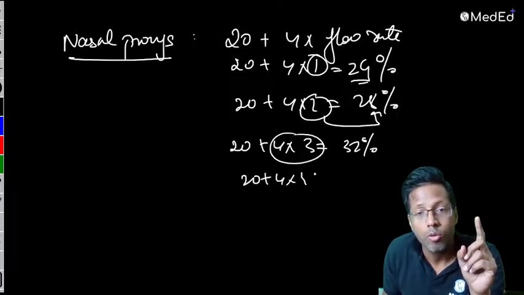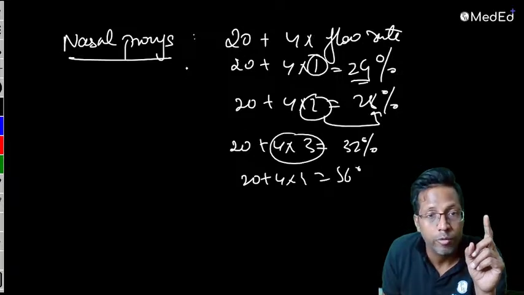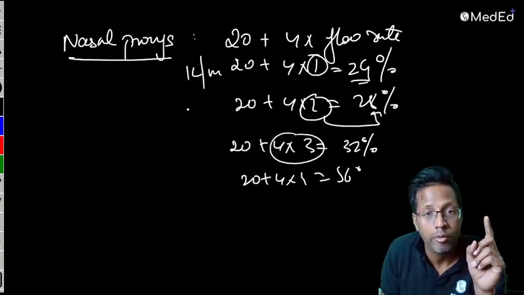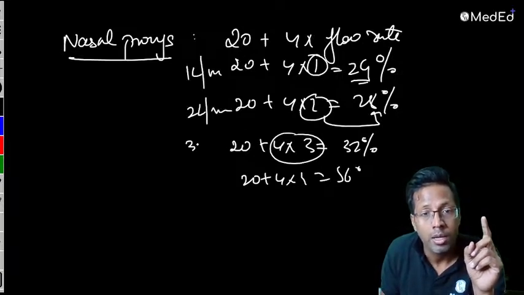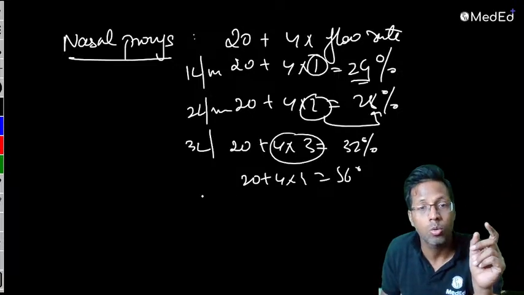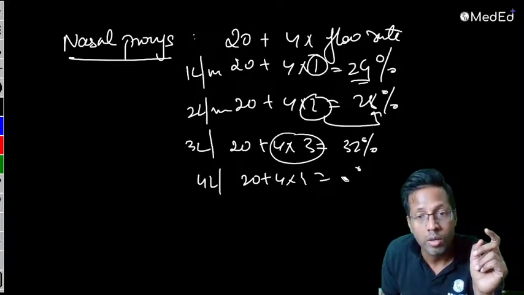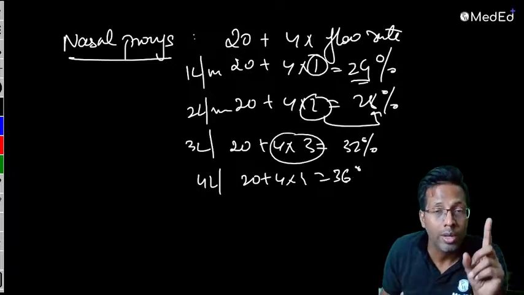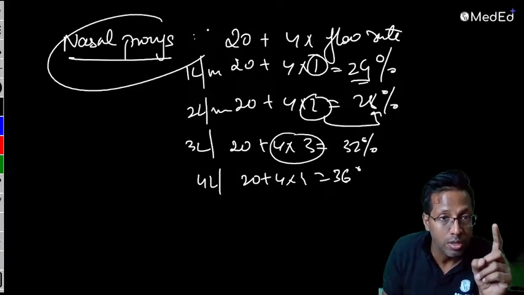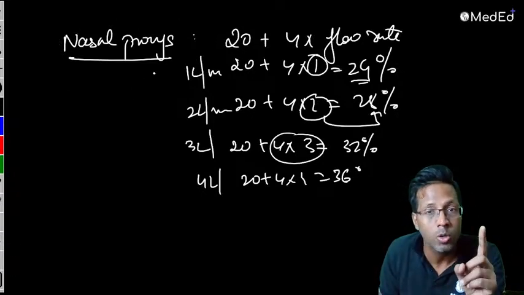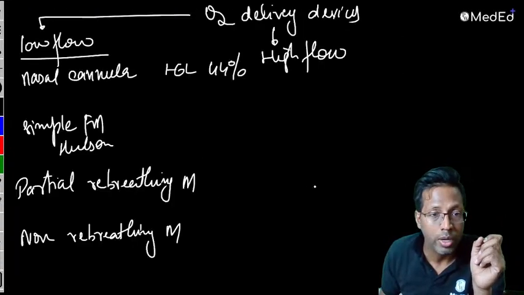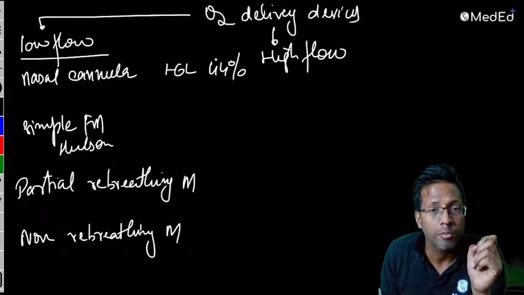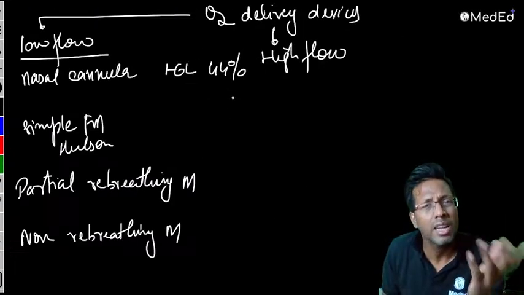20 plus 4 into 4 gives 36%, which means if you start at 1 liter per minute, it is 24, 2 liters per minute, 28, 3 liters per minute, 32, and if you give 4 liters per minute, you are giving 36%. Okay, so this is the formula to calculate that. A question based on this was last year's INI-CET question, November question. Nasal prongs give a maximum FiO2 of 44, which is less.